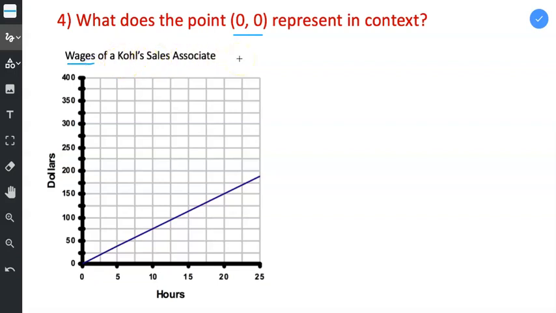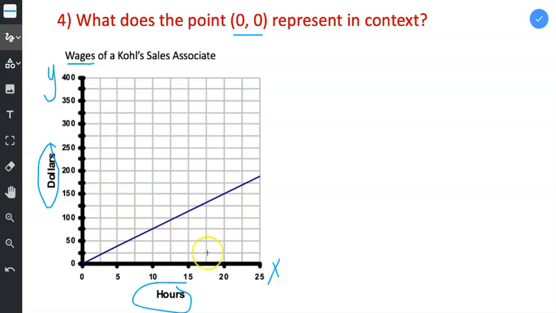Sales Associate. Wages, that means how much your employer pays you. So you're getting a wage for the work that you do. You're making money for the work that you do. And then I noticed that the x-axis is hours and the y-axis is dollars.